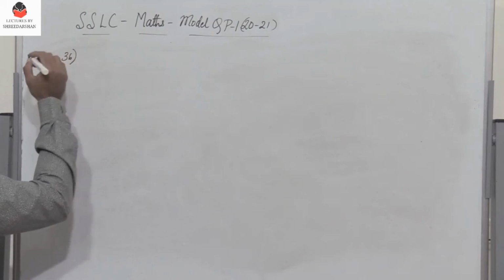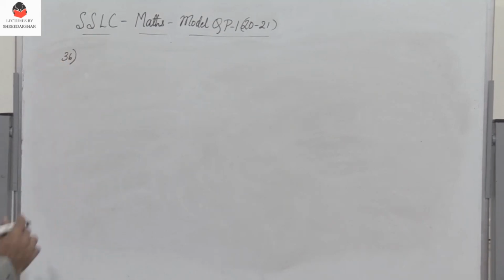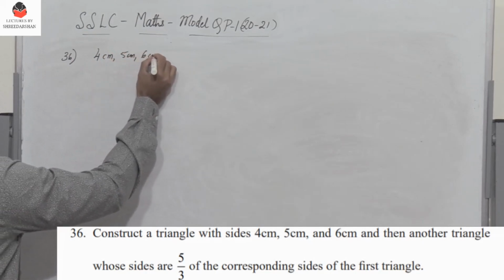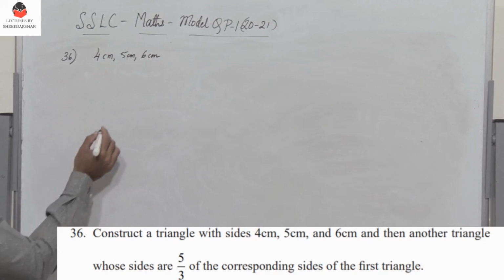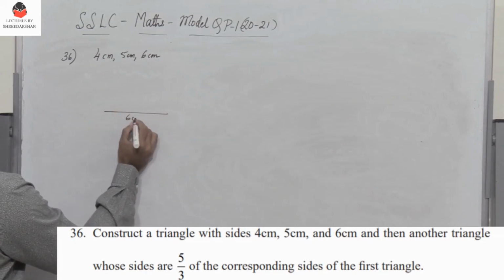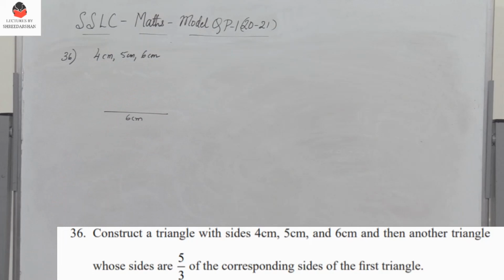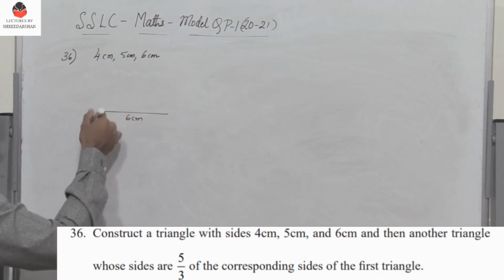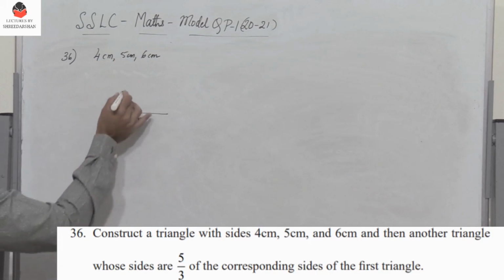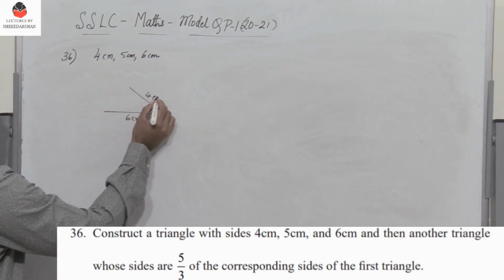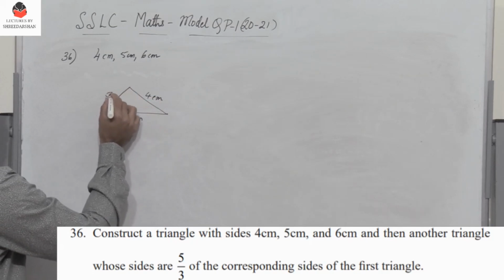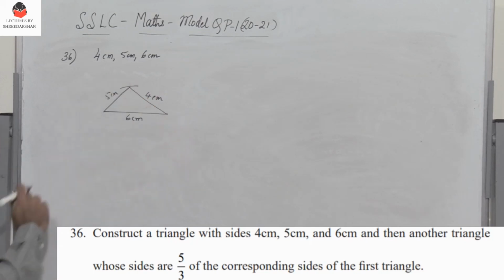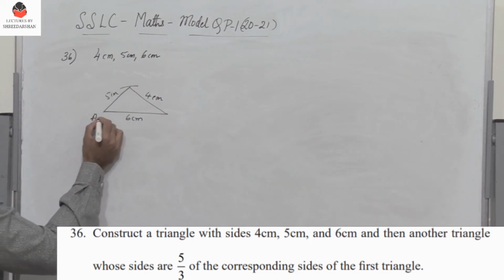So problem 36. We need to construct a triangle with sides 4 centimeters, 5 and 6 centimeters. So let's first construct a triangle. So I have 6 centimeters. I hope you know how to construct a triangle, right? So take an arc of length 4 and 5 and you get the sides 4 and 5. So say this is 4 and this is 5, right? So you cut an arc of length 4 and 5 and you get the triangle. So let this triangle be ABC.